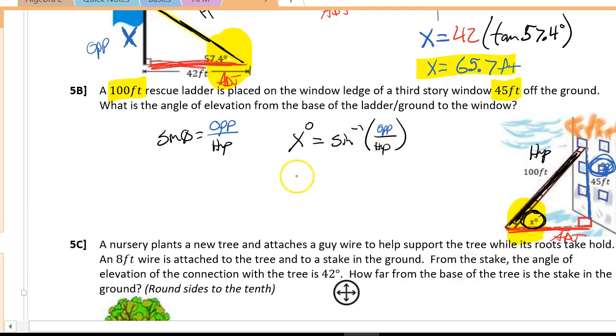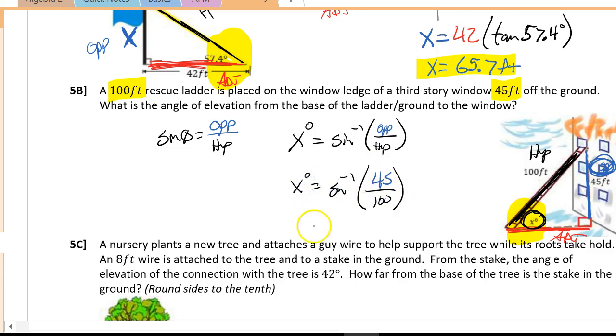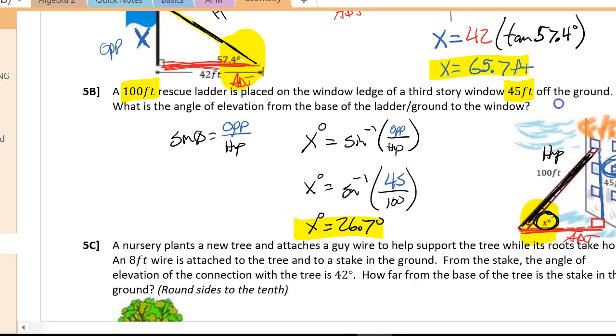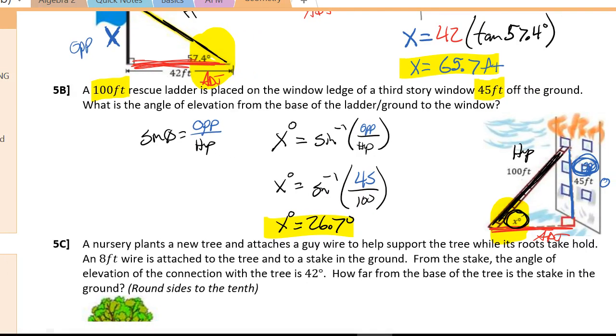So I can substitute in my known values. Opposite is 45. Hypotenuse is 100. Inverse sine will give me x degrees. So x degrees are equal to 26.7 degrees, finding out my angle of elevation. Okay, next question.